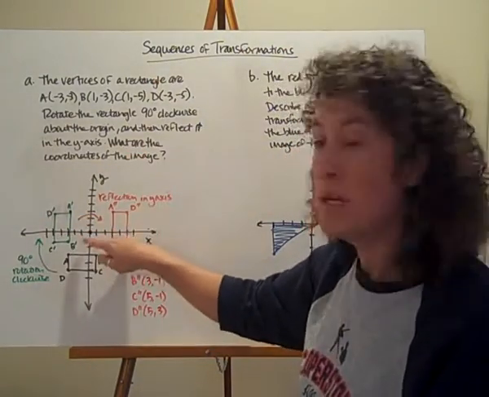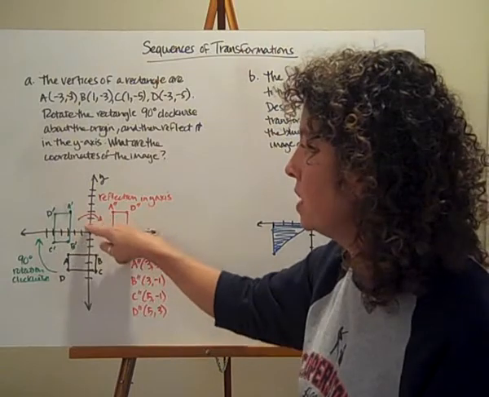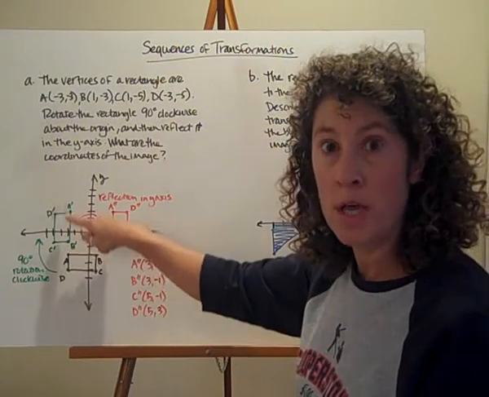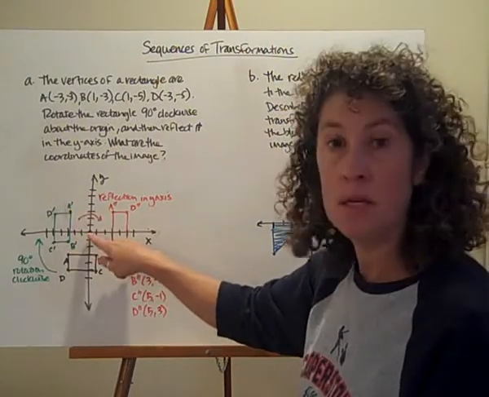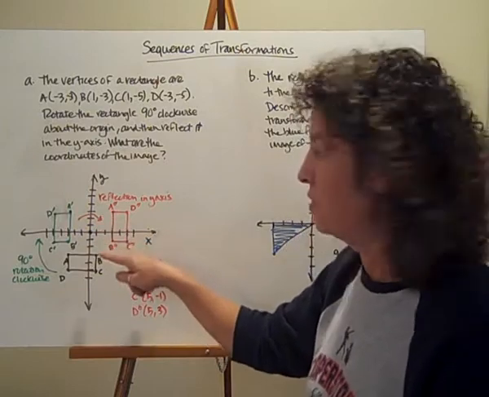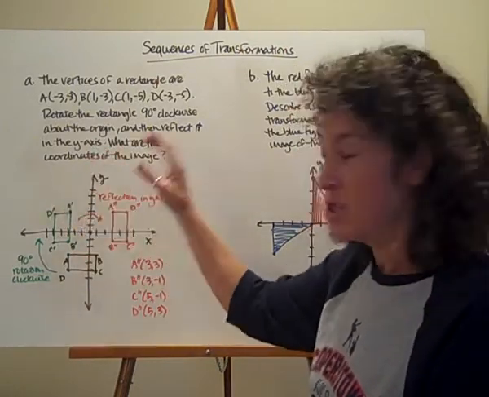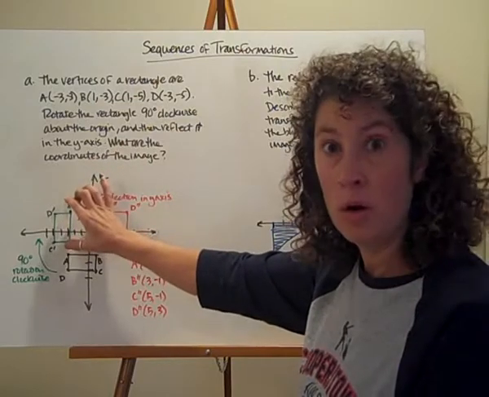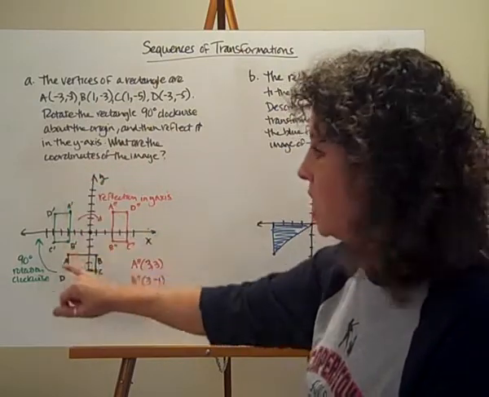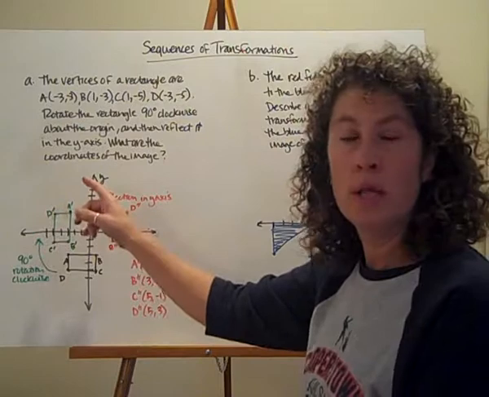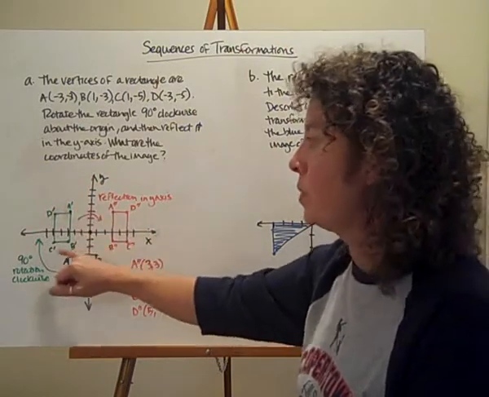Remember, we have that 90-degree angle between our original point and our image and the origin, which in this case is the center of rotation. So we have a 90-degree rotation. So we end up with this figure here. This is our first image. And notice that all the points are labeled with that little apostrophe, so A prime, B prime, C prime, D prime.